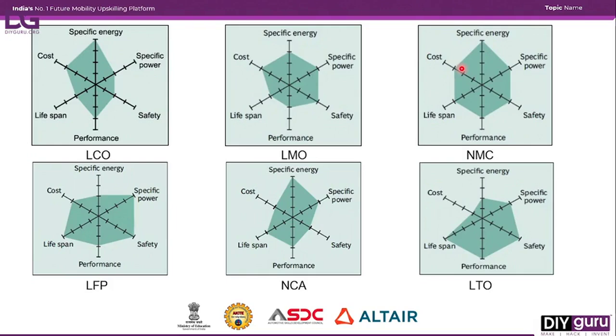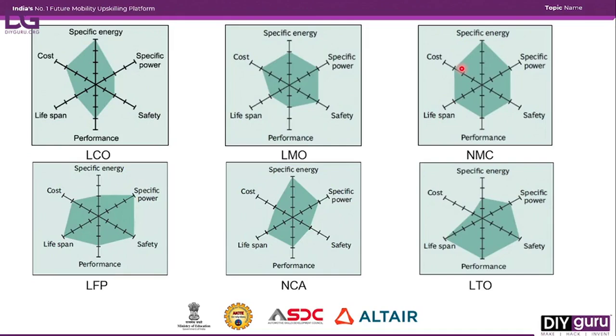Now we'll come to lithium iron phosphate. Specific energy is less, but we get a high amount of specific power. Safety is very high here, and so is lifespan. So if you want to design a battery with a good amount of safety and lifespan with specific power, then LFP is the chemistry you use.